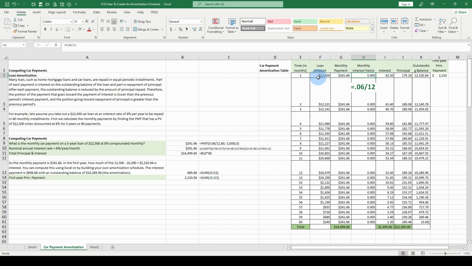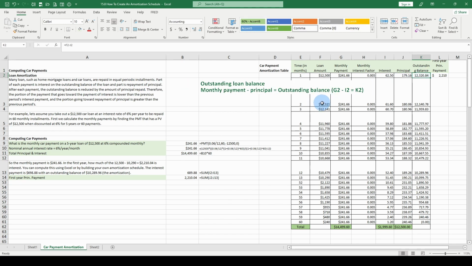Why? Because we're going to take 0.005 times the principal amount. This is 12.5. We're going to take the monthly interest factor, H2, and multiply it times F5 to come up with interest, H2 times F2. We're going to just simply subtract the 62 from 241. That's the principal. That's the remaining loan balance. This 12.3 then goes down here to month 2. We're going to repeat this period for 60 months. We have a set principal amount. We're going to have 0.005.